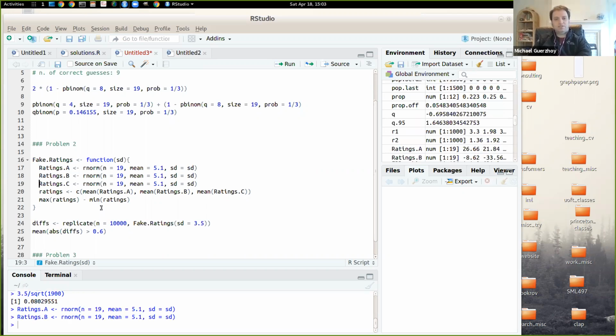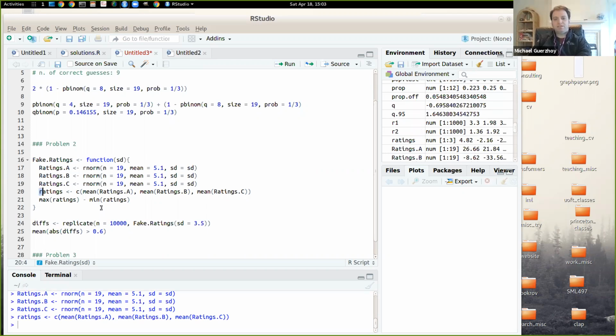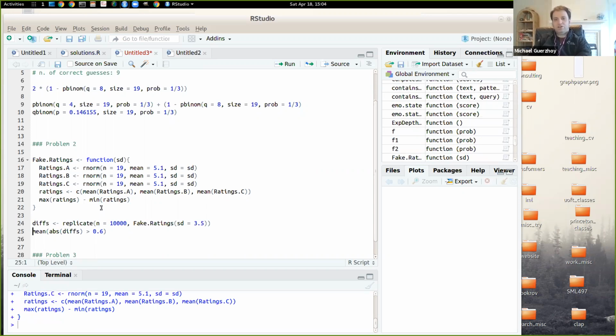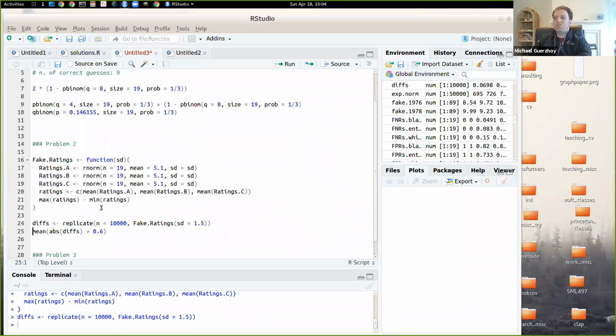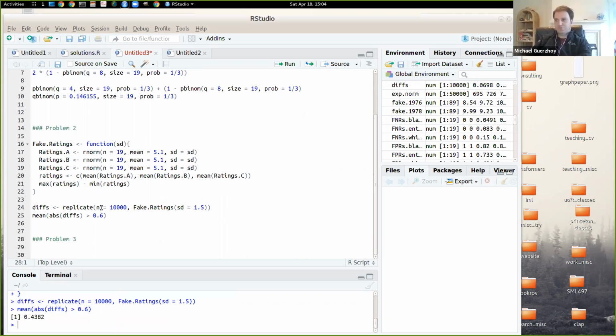So that's going to be like this. So ratings, for example, might look like this. And then max minus min might look like this. Okay, so this is for a very large standard deviation. So we'll do the thing again. We'll set the SD back to, I think we said maybe 1.5, and we'll ask how often is the range greater than the range that we actually observe, which is 0.6. And the answer is, it happens all the time.